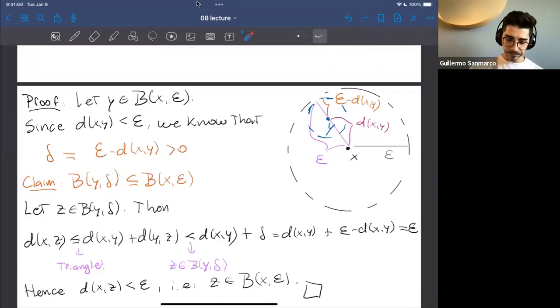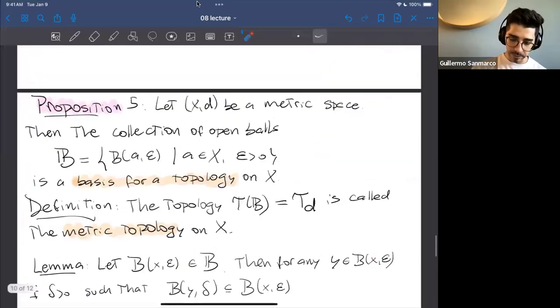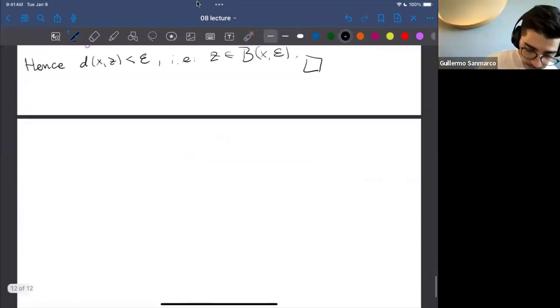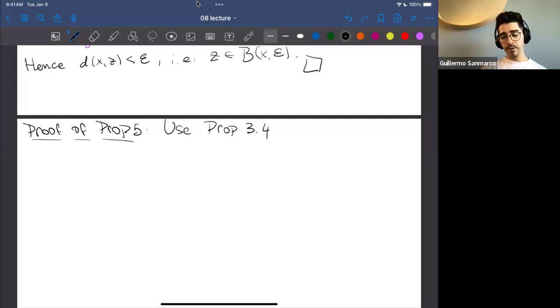Okay. Now with that lemma, we can go back to our proposition. So here's our proposition. We want to prove this collection of open balls serves as a basis for some topology. So now, proof of proposition. Of course, here we're going to use what we called proposition 4 in lecture 3, so proposition 3.4. Here we need to prove two conditions.